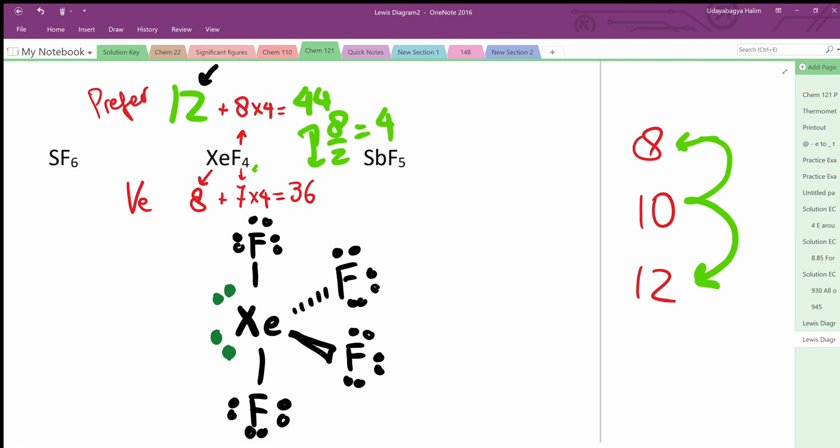Just don't forget, your central atom no longer has 8 electrons, so make sure that you count the number of electrons in the central atom, and it's exactly the number that you prefer to have. Again, if you guess incorrectly, just move. If you need 1 more bond, just move downward to 10. If you need 2 extra bonds, move down to 12. Right? So if you do it that way, there's very little chance that you're going to make a mistake.